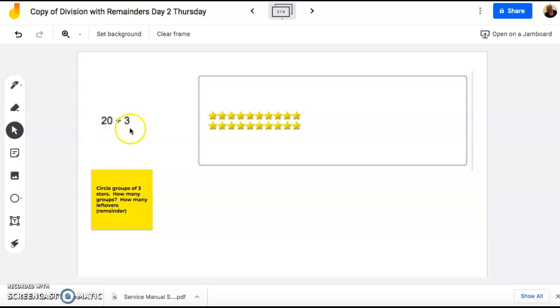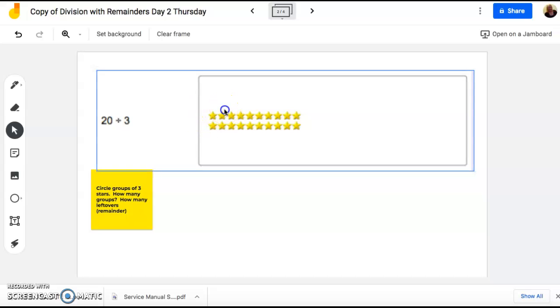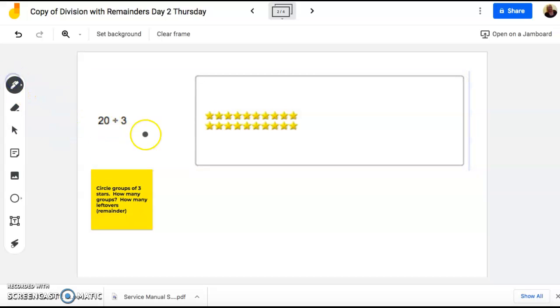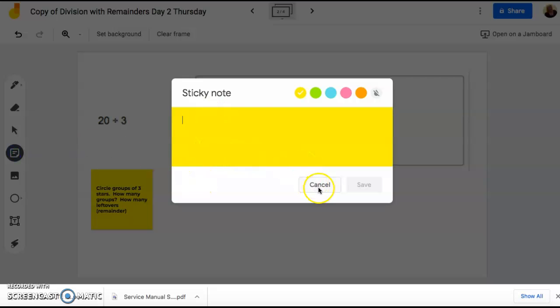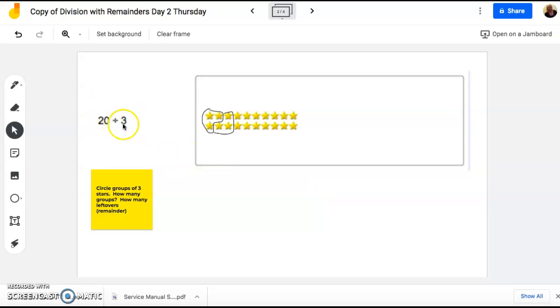Next one, same thing, 20 divided by 3. There are 20 stars here. You're going to be circling or making groups of 3 stars. So you can start out by that, and like that, and so on until you get to the end. Make sure that you put your answer on a sticky note. You'll rewrite the question, 20 divided by 3, and you will write equals how many groups with how many leftovers or remainders. Make sure that you share it.